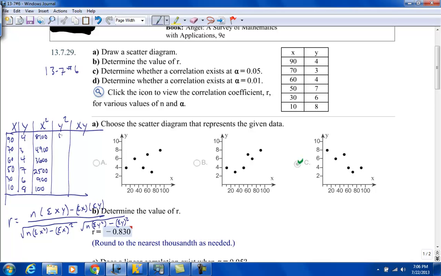Now for y squared, we have 4 squared 16, then 9, then 16, and then 49, and then 36, and then 64. And multiplying them, 90 times 4 is 360, 70 times 3 is 210, and 240, 350, excuse me, 180, and 80.